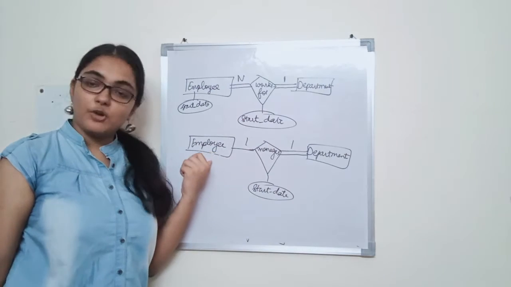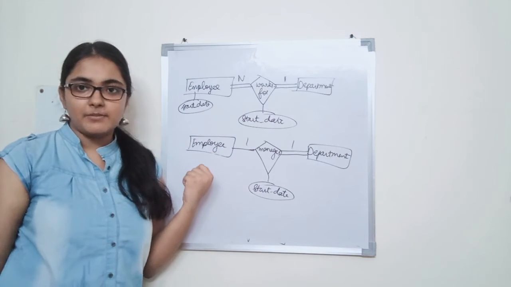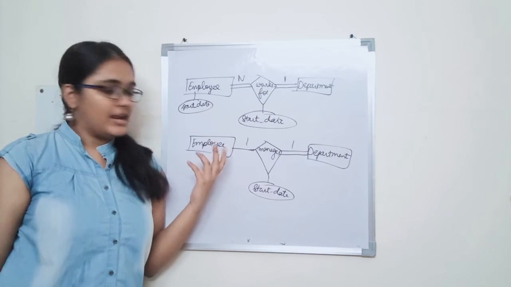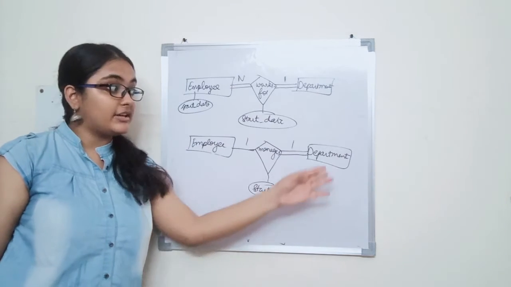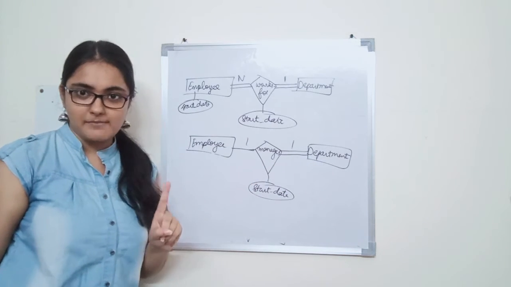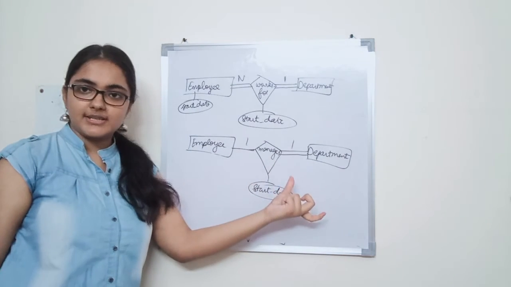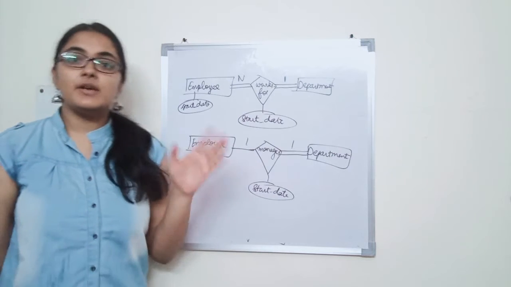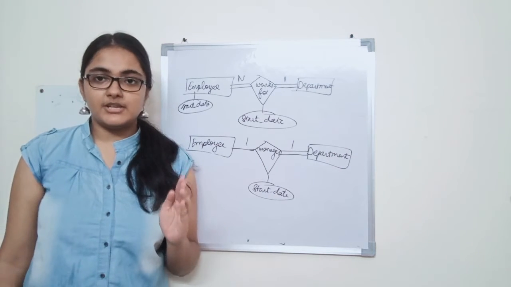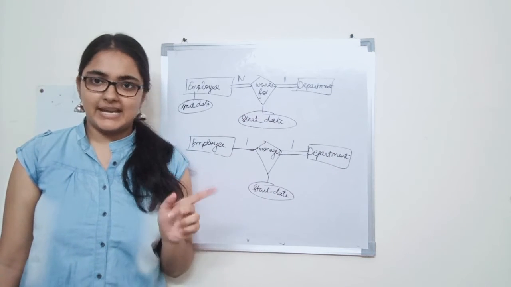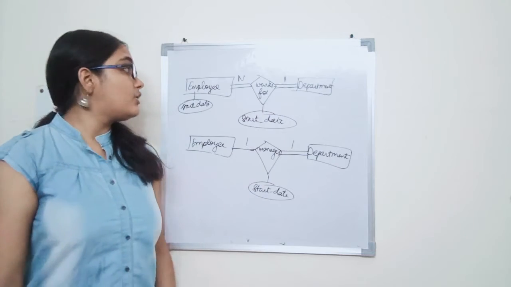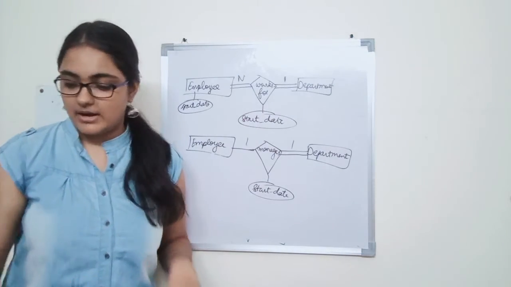Alright, because an employee will only manage one department at max. Alright, so it can just record the start date. Also, a department can at max have only one manager, so it can also record the start date. So in 1:1 relationship, we can migrate the attribute of relationship type to any of the participating entity types. Alright, now let us look about what happens in case of m:n relationship type.